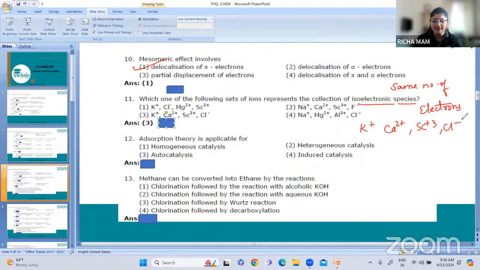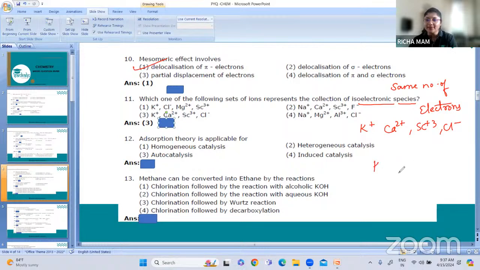K plus ions, Ca plus 2 ions. So how do you write this? First, we need to know the atomic number. Based on the atomic number, you can write the distribution of electrons. So we need to know the atomic number as well as the mass number.